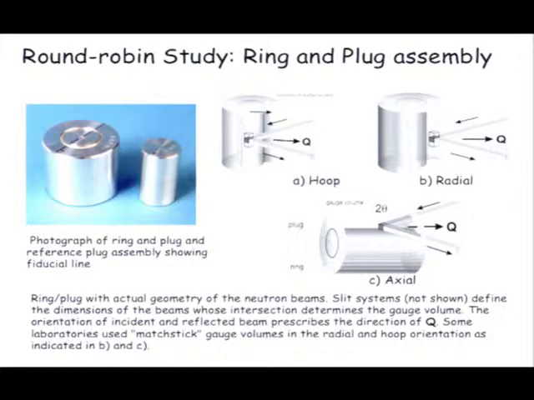So this figure also shows you that for residual stress measurements, you have to measure at least 3 strain components in order to be able to calculate the stress. And that shows you the orientation geometry with respect to the beam, how this sample is oriented for the hoop, radial, and axial strain components.